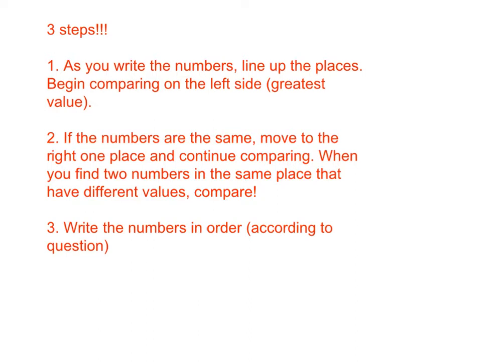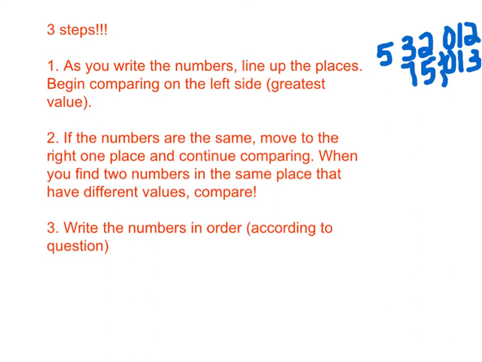So you're going to write the numbers, and you're going to line up the places. So my ones would be on top of each other, my tens, my hundreds. I've lined up my numbers. I'm going to begin comparing on my left side, the greatest value, the hundred thousands.